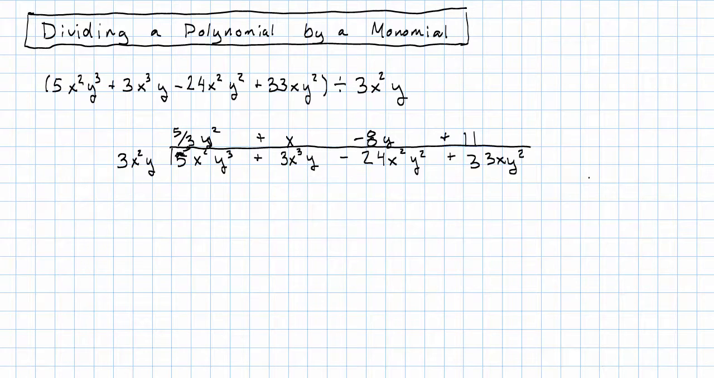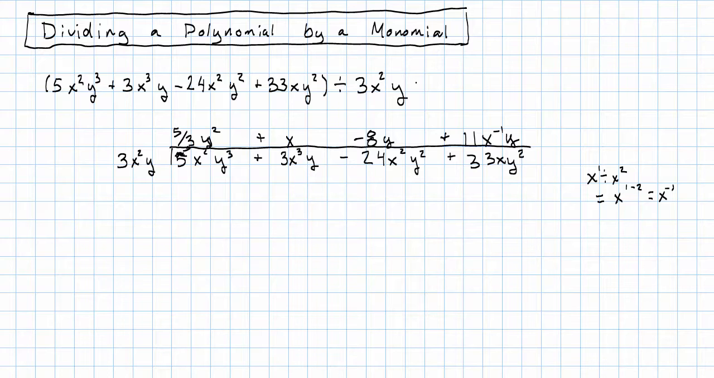X divided by x squared. X is x to the first power. When we divide, we subtract the exponents. Oh, that's just x to the negative 1. Ooh, that means that my answer isn't actually going to be a polynomial. We'll talk about that in a second. But we can do the division. X to the negative 1, y squared divided by y is just y.